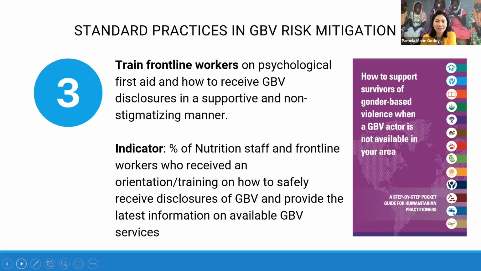And then this third standard practice in GBV risk mitigation, again, is an emphasis coming from the first session that we must be able to train all humanitarian personnel who engage with affected population with regards to how to safely receive disclosures of gender-based violence. So the idea is that anyone the survivor tells about his or her experience of gender-based violence has a responsibility to give accurate, complete information about available services, and providing information to survivors in a safe, ethical, and confidential manner is a responsibility of all humanitarian actors who interact with affected populations. So not only the protection actors, GBV subcluster, or child protection subcluster members, but everyone.